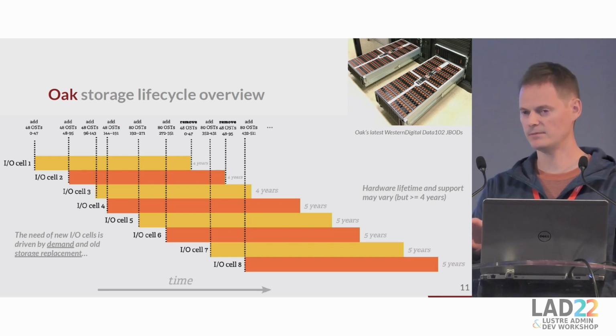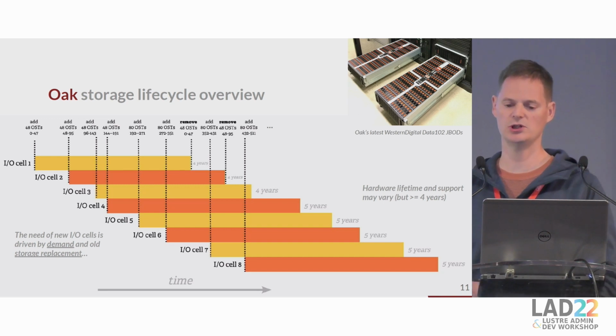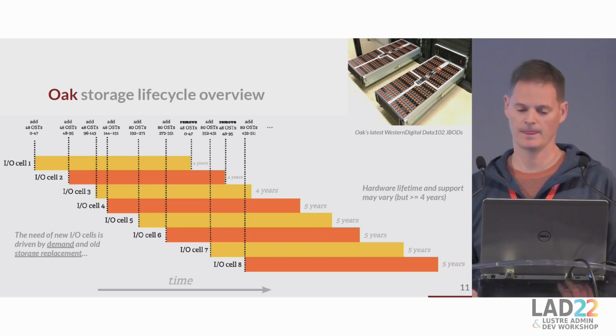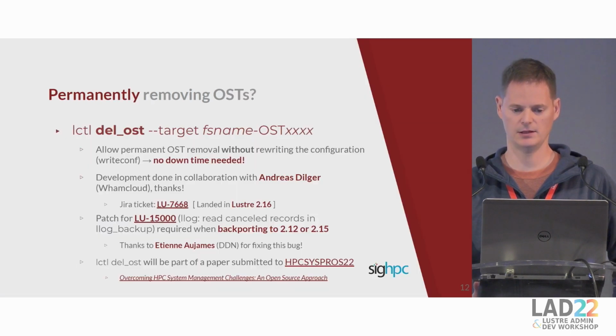The warranty time may vary a little bit. You can see that lately we have been using Western Digital JBODs, which is nice because they came with a 5-year warranty, so it's slightly longer. That's it for the life cycle overview.